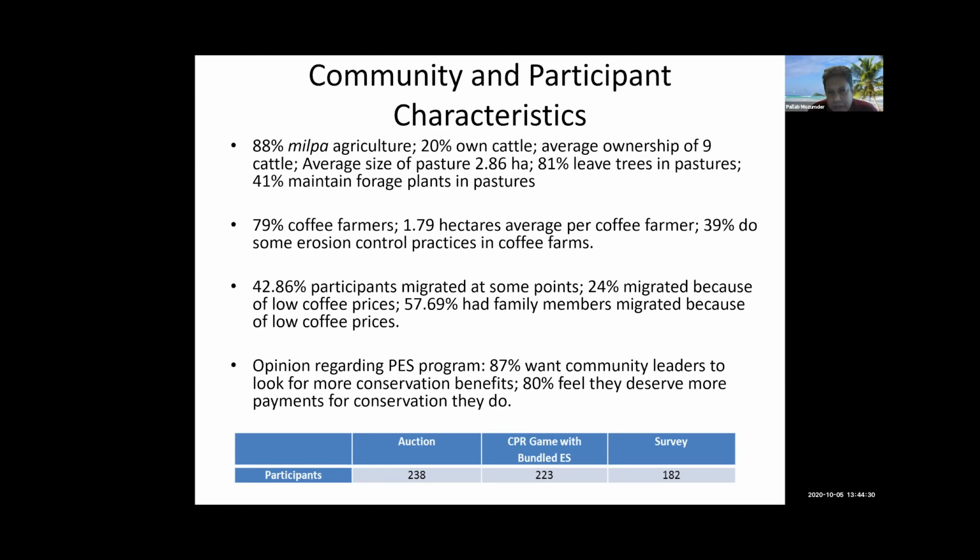Another economic activity is migration. Coffee generates a good deal of revenue, but if the coffee market is down, a lot of times they switch to migration. They try to come to the US to do work and so on. And so that's another economic activity. And overall, we did survey these community people and understood that they have a desire to participate more in conservation activities, and they feel like they deserve more compensation for the conservation activities they do.